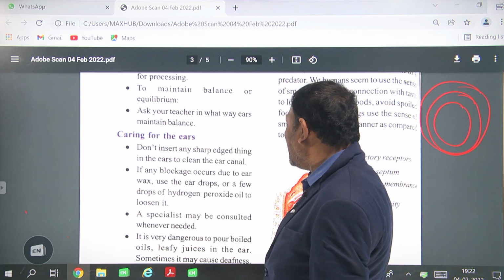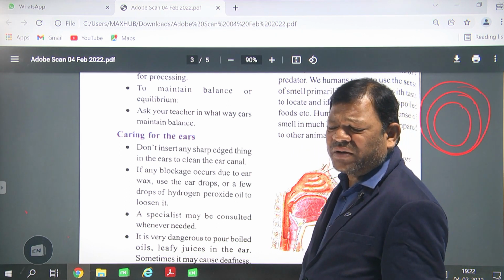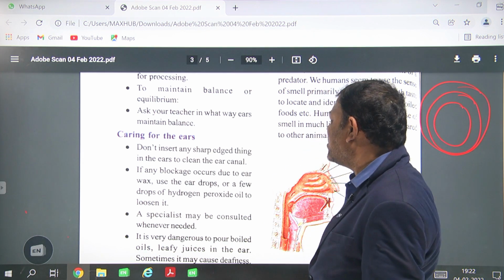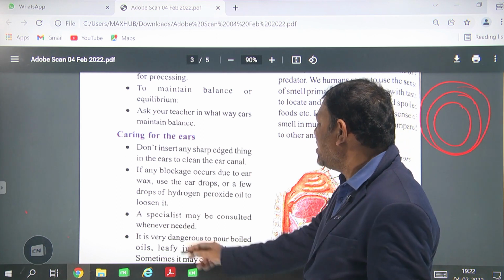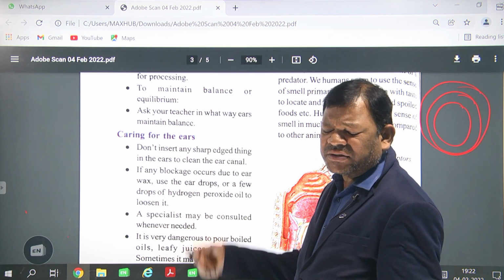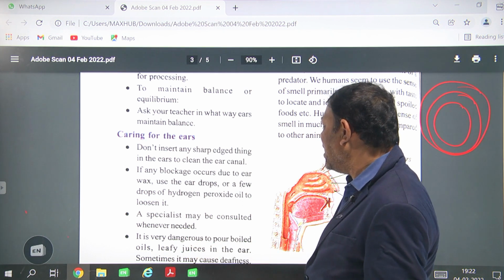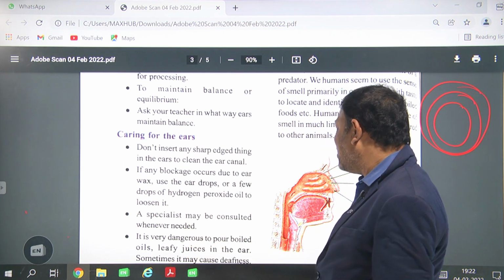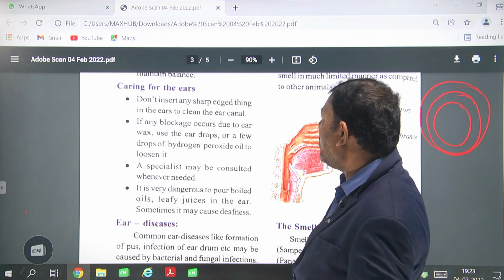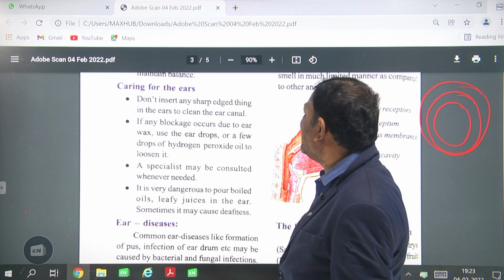Next, a specialist may be consulted whenever needed. If there is any problem with the ear, such as pus coming from the ear, you can consult the doctor. It is very dangerous to pour boiled oil and leafy juices in the ear. Sometimes it may cause deafness also.